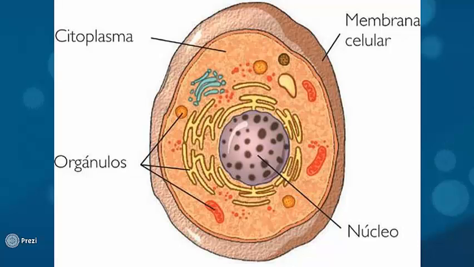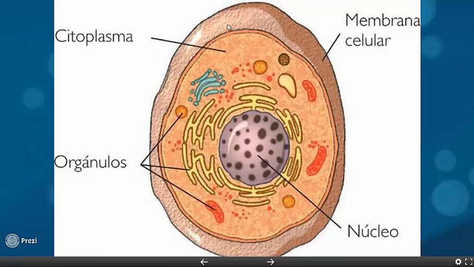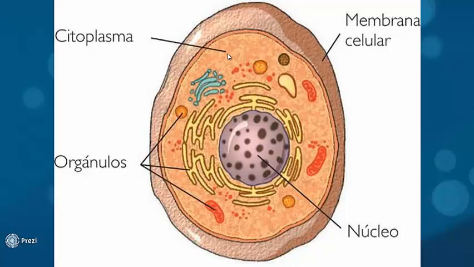Okay, a cell is formed by membrane, cytoplasm, and nucleus. The membrane is the outermost part, the cytoplasm is where most of the functions of the cell take place, and the nucleus is where the genetic material is found.